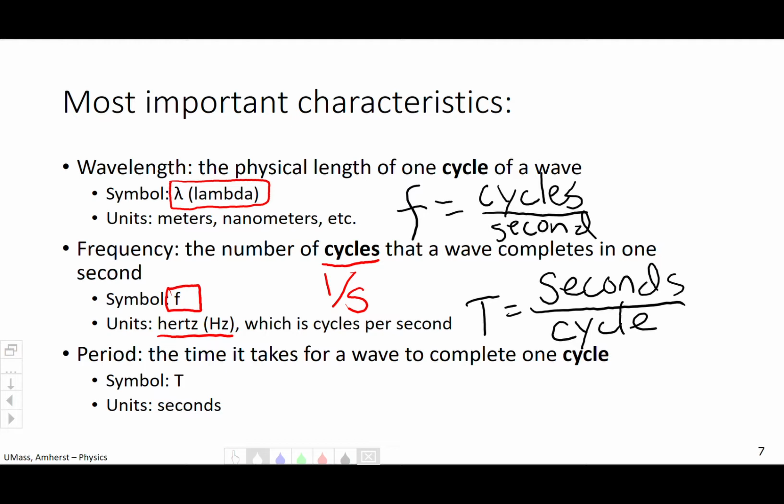Period is the time it takes for a wave to complete one cycle. So it's the time. We're going to use capital T, and it's in seconds. The way I like to think about it is frequency is cycles per second. That's right here. Frequency is cycles per second. Period is seconds per cycle. And if you thought, hey, those are inverse, you are absolutely right. Frequency is the inverse of period.